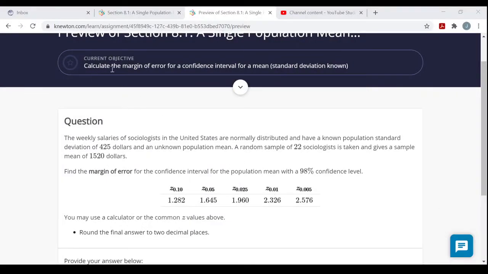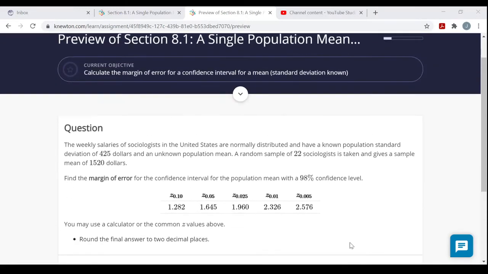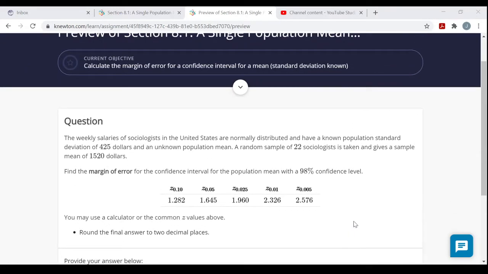So again, if you are unfamiliar with this topic and you want to learn more about it, please click on More Instruction and read through the material they have, watch the videos, look at the examples, and hopefully that'll help you out. Alright, so I'm just going to go through this question and do it my way.